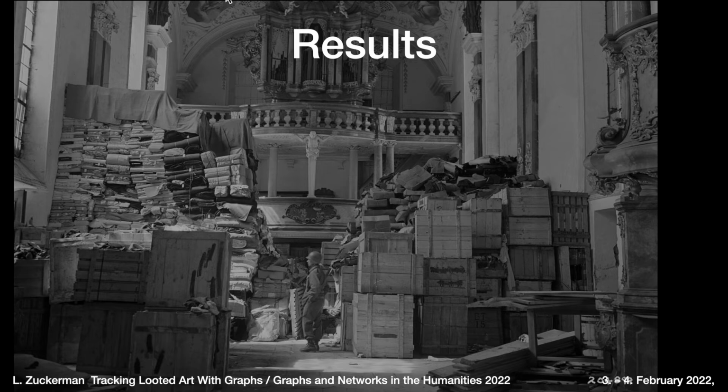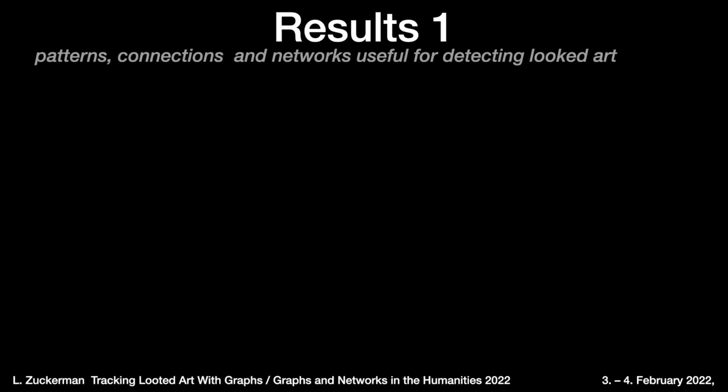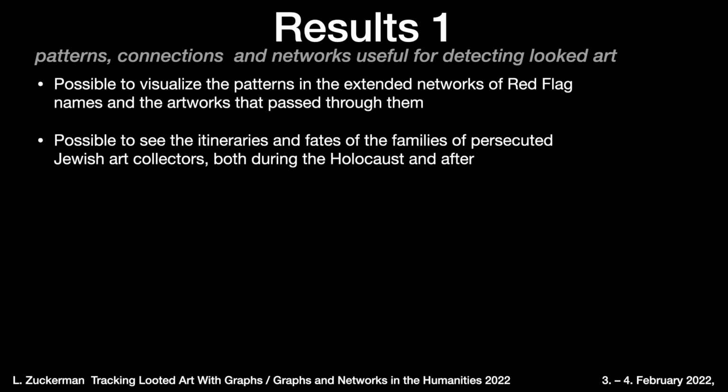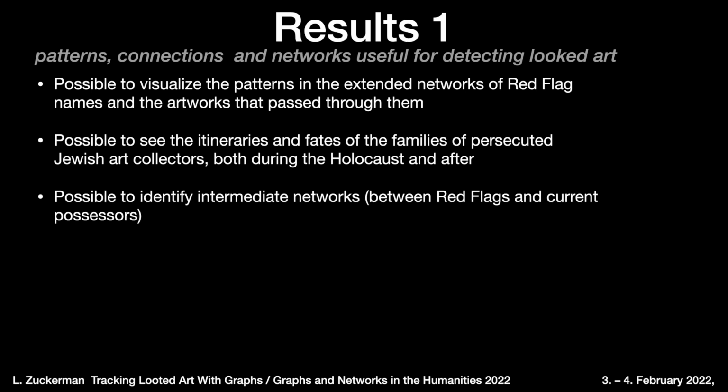What kind of results do we see in this study? Well, the main results concern the patterns, connections, and networks that we can visualize that will help us to detect looted art. We can see the extended networks of red flag names and the artworks that pass through them. We can see the itineraries and fates of the families of persecuted art collectors, both during and after the Holocaust, up to the present day. We can see the intermediate networks, that is, those that are between the red flags and the current possessors.